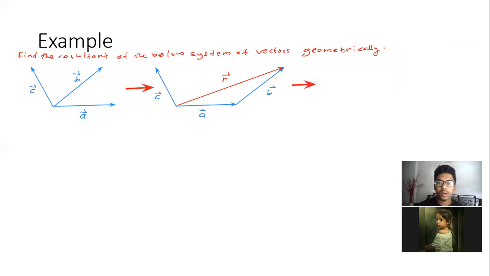So what I have now is this C vector, and then I have this R vector instead of A and B, because that is the resultant of A and B now. So I take that here. And let's mark the vectors. This is vector C and this is vector R.